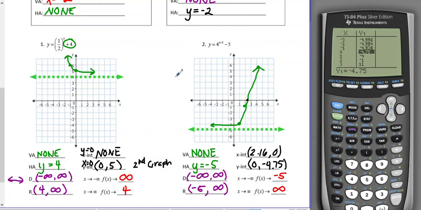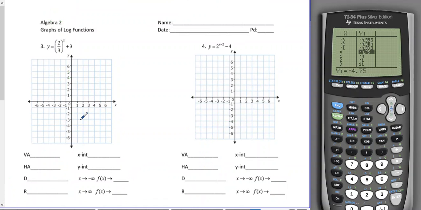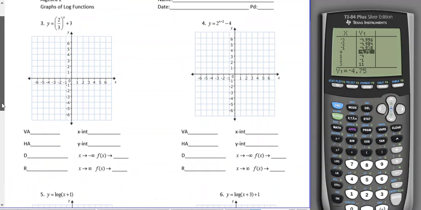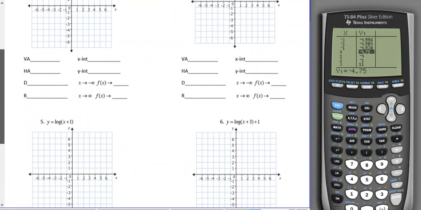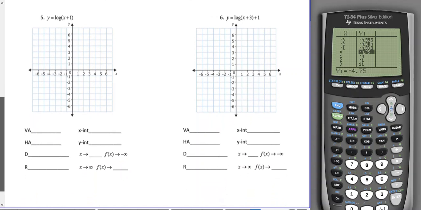So those are two examples of exponential graphs, and if you flip the page, you can see that you have two more examples. We are actually going to skip those for this video, and I'm going to give you two examples of logs. So I will be doing problems 5 and problem 6. Okay, problem number 5 is a log function.